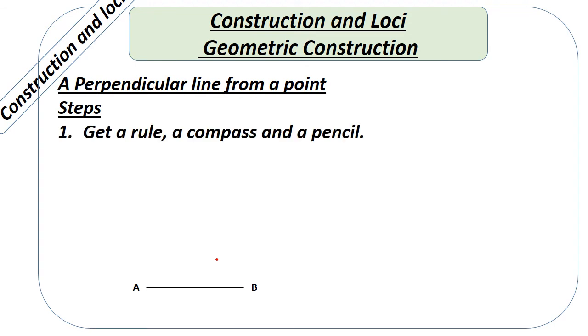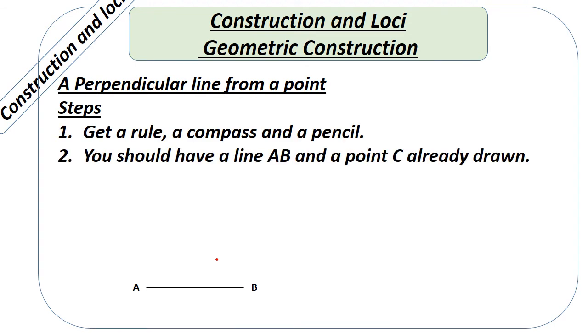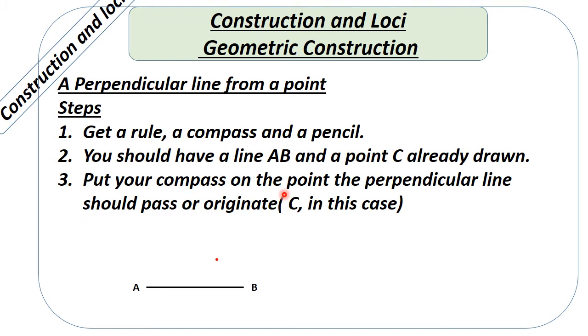So the steps. Step 1, you get a ruler, compass, and a pencil as usual. You should have a line AB and a point somewhere here called C already drawn, like this one here. So you have C here already drawn. It can be a triangle like ABC.